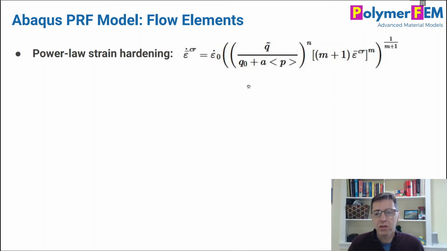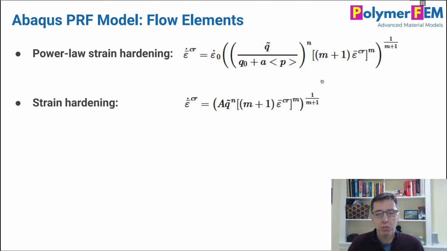The key here is to remember that Q tilde in Abaqus nomenclature is the shear stress. And Q0 is the material parameter, P is the pressure, and this is the creep strain magnitude. This is actually a pretty good representation. It's a pretty good equation, and this is one of the two that I recommend that you use if you're attempting to use the PRF model in your own finite element simulations. But as I mentioned, there are a number of other ones supported as well.